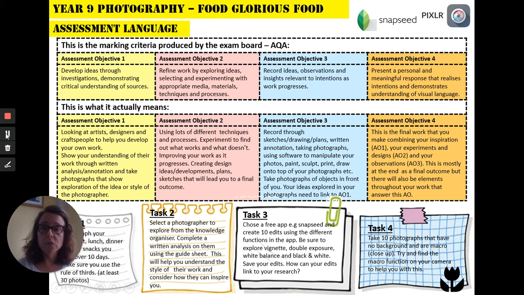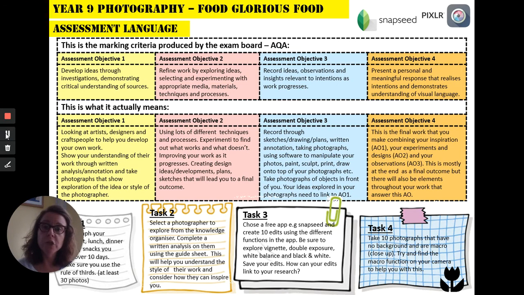On this part of the Knowledge Organiser, you can see you have 4 assessment objectives. Each of these is marked out of 24, and they're equally weighted across the course. As I said earlier, Assessment Objective 1 is about developing ideas by looking at the work of other people and exploring and experimenting in the style of those people, using them as inspiration.